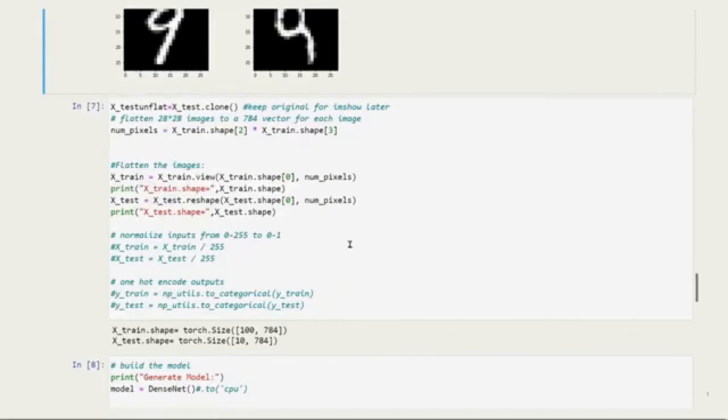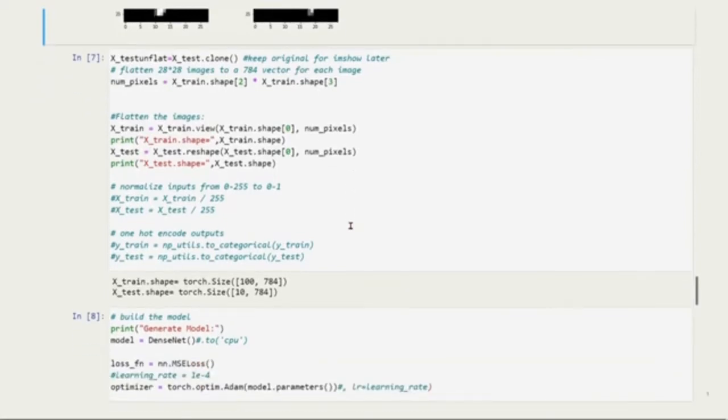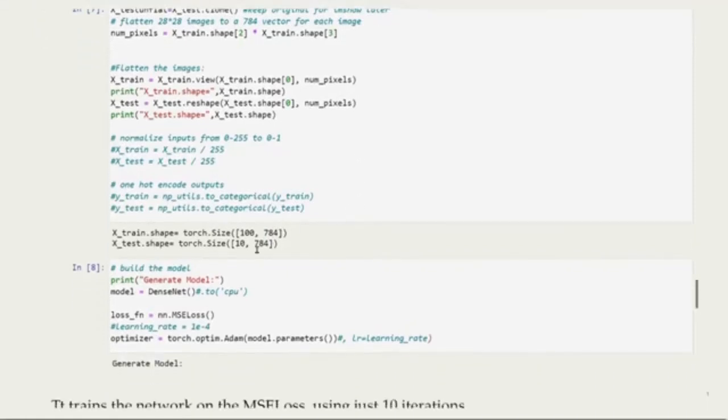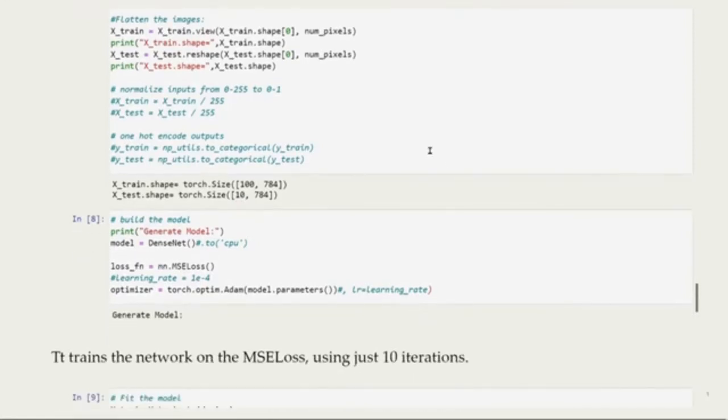Again, here we are flattening the images. It was 28 by 28 pixels, and we now have a 784-sample vector for each image. We see that for our training set we have 100 vectors with 784 samples, and for the testing set we have 10 vectors with 784 samples. So this is our training set and our testing set. We also did this before.